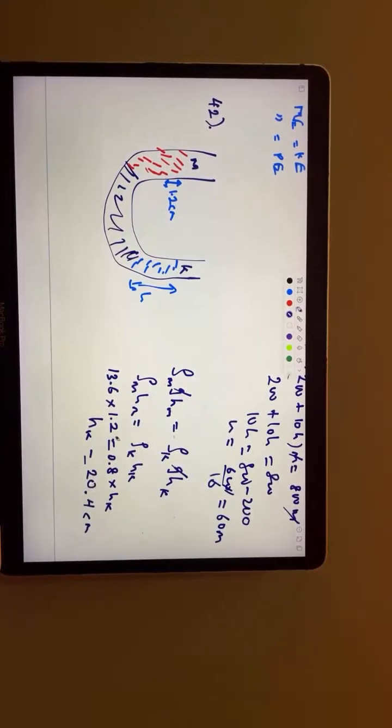Was it in centimeters that we were given? Yeah, you get 20.4 centimeters. You get 20.4 centimeters. So that is what that would look like.